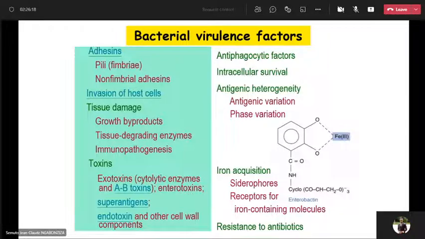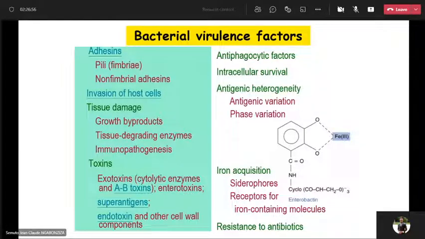So we're saying adhesin is to stick on the host cell, then invasion of the host cell, so the tissue can be damaged by either gross byproduct, that is mostly degrading enzymes, or even immunopathogenesis, that is like if the cytokines are just poured in for bacteria killing, it will not only kill bacteria, but it will also affect all other cells in the environment.